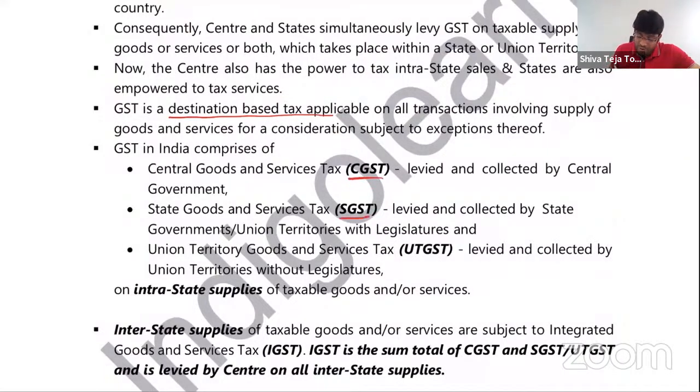CGST, SGST, and of course for union territories where there is no state legislature, UT GST is levied. That means instead of CGST and SGST, CGST and UT GST is levied. And of course, for interstate supplies, IGST will come into picture. So there are two types of supply, intrastate supply and interstate supply. For intrastate supply, we'll charge CGST and SGST. And for interstate supply, IGST will come into picture. Make sense, guys? Very good. Next.